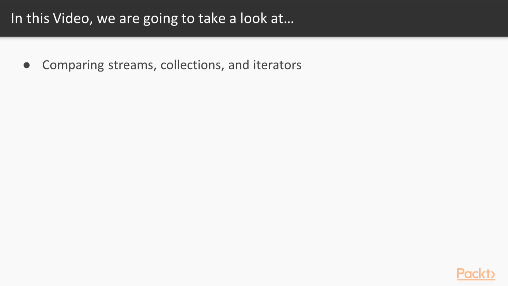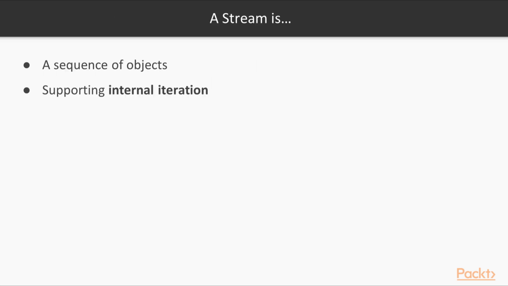In this video, we will introduce streams, which represent a new powerful framework for sequential data processing. We will compare streams with collections and with iterators. Then you will see your first complete example of a stream pipeline. And finally, we will discuss different types of streams. So, what is a stream? In a few words, a stream is a sequence of objects supporting a special type of iteration called internal iteration.